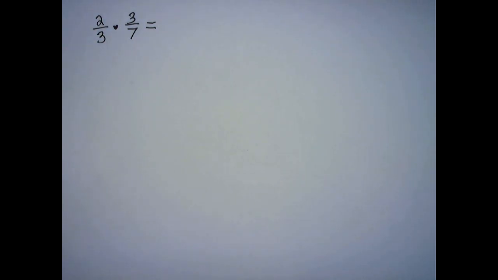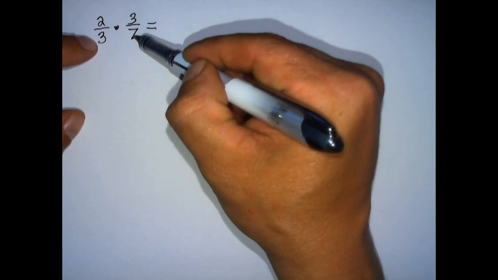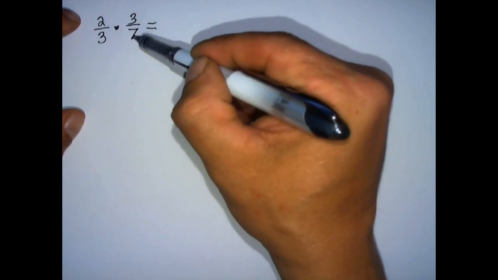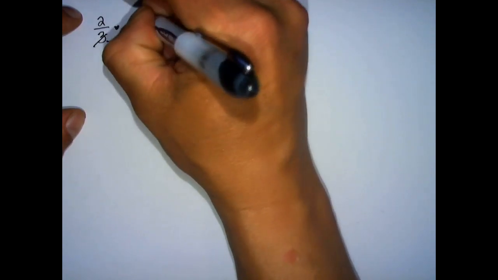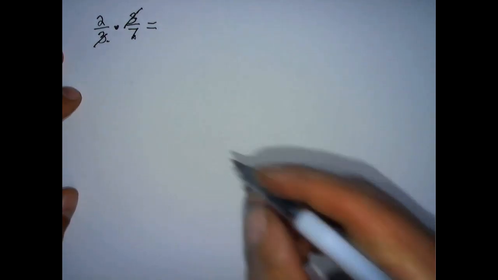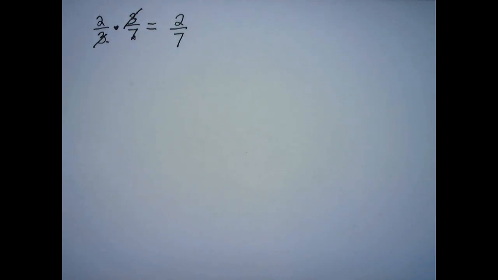So let's start here. 2 is prime and 3 and 7 are prime. So there's nothing that we can cancel out there, right? You can't reduce this way and you can't reduce this way. But 3 and 3, those can reduce to 1, right? And what's left? 2/7. That's probably the easiest problem we've done so far in the whole history of the class.